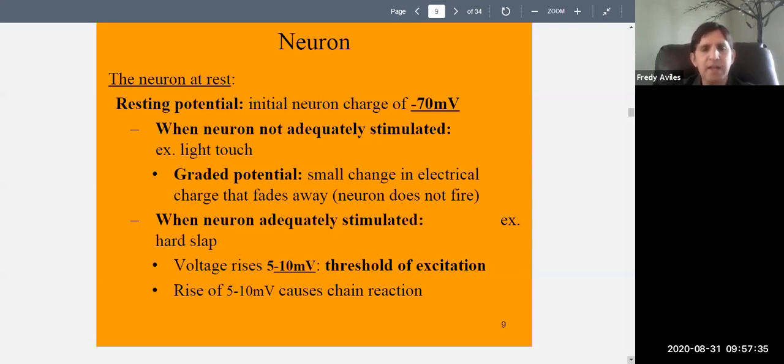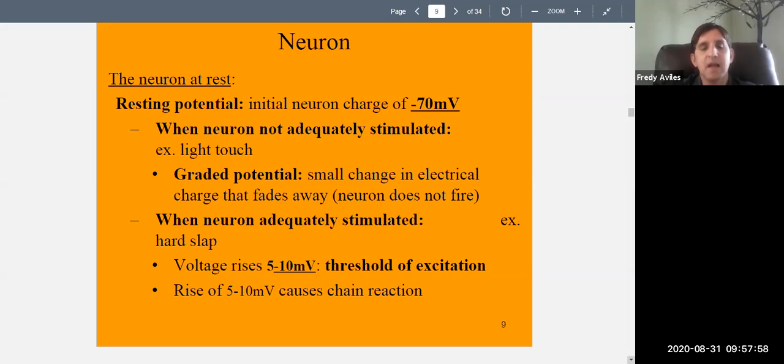When the neuron is adequately stimulated, let's say there is something that you do feel, you noticed something, you heard something, you felt something, that's when the neuron is adequately stimulated. So you get a hard slap, for instance. It doesn't have to be a hard slap. It could just be somebody grabbing your arm or pinching you, or just a light touch. That's enough for you to notice, okay, for your brain to get the signal.